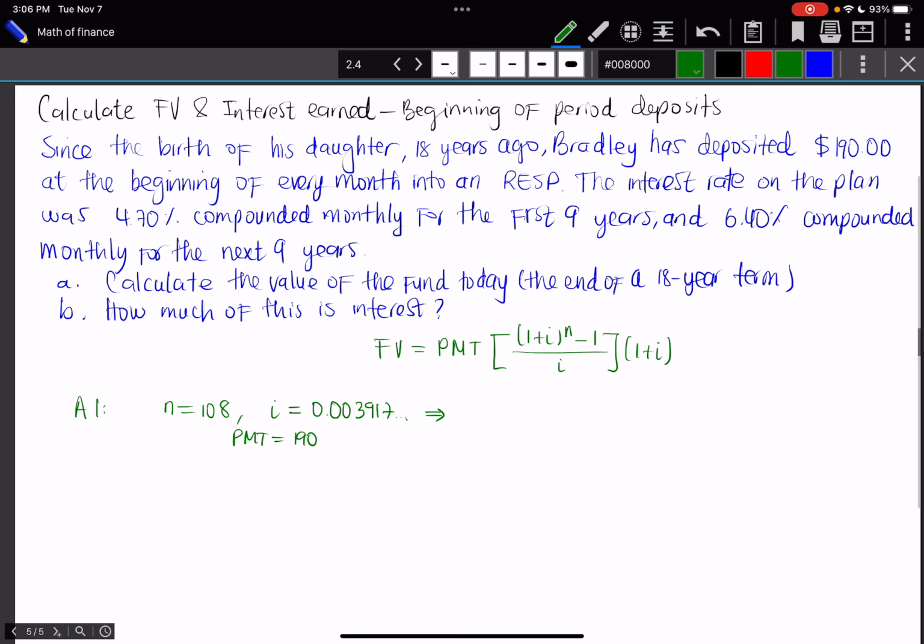$190. Then the future value of that annuity is $190 multiplied by 1 plus 0.003917, etc., to the 108 minus 1, over i, and i is 0.003917, etc. And then times 1 plus 0.003917, etc. When we compute this expression, we find the number 25,581.16. We round off the answer to 2 decimal places.